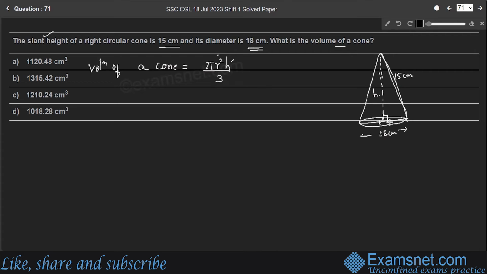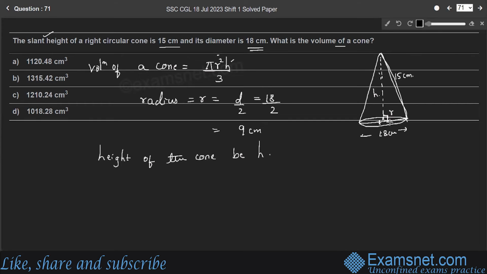Therefore, slant height square minus radius square gives the square of the height of the cone. So height of the cone can be calculated. Let us consider the radius of the cone. r is equal to diameter by 2. Diameter is given, which is 18 by 2, is 9 centimeter, the radius of the cone. So how to find the height of the cone?